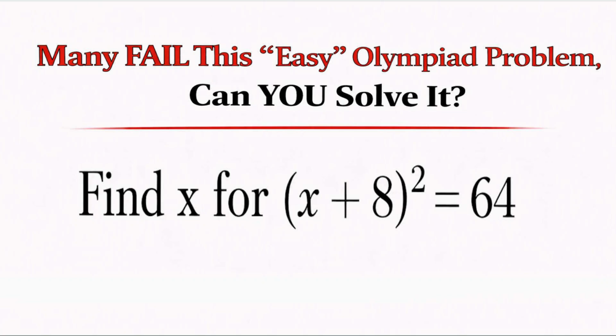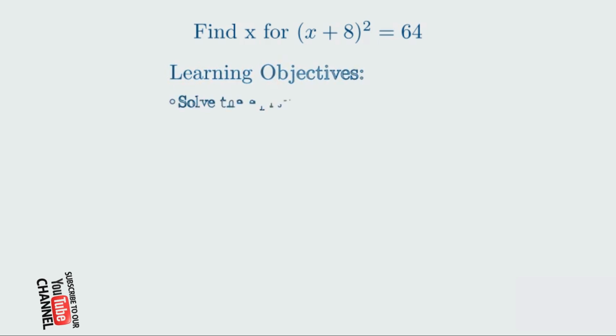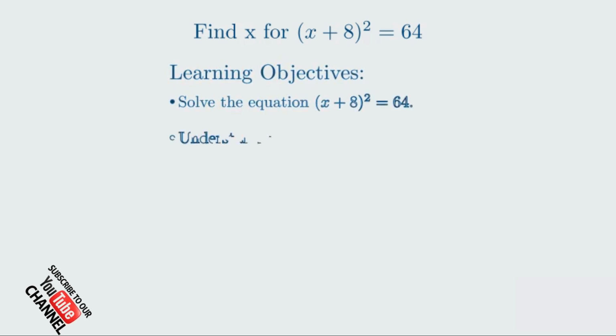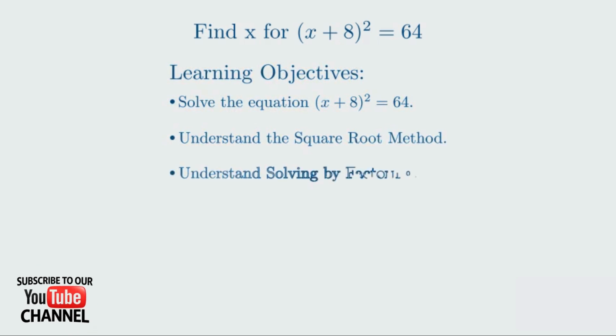Hello, today we're going to solve a problem that is often presented as a Harvard University entrance exam question. The problem asks us to find the value of x in the equation (x + 8)² = 64. This problem has gained a lot of popularity online, and our goal today is to tackle it using two common algebraic methods. In this video, you will learn how to solve this specific equation, and you'll become more familiar with two powerful techniques: the square root method and solving a quadratic equation by factoring.